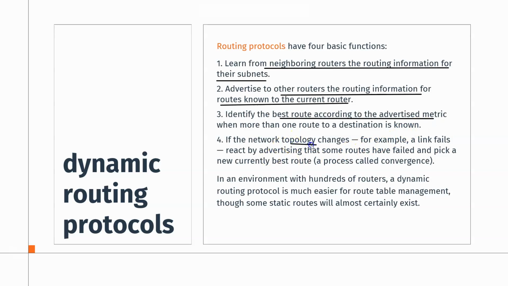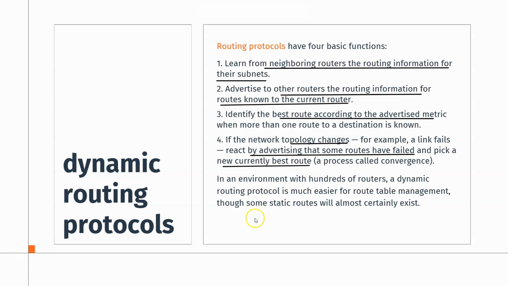If the topology changes, and here's the big deal, the link fails or something like that, the protocol reacts by advertising that some routes have failed, and picks a new currently best route, if there's one available. I mean, it may be a situation that there isn't an alternative when we do these things.